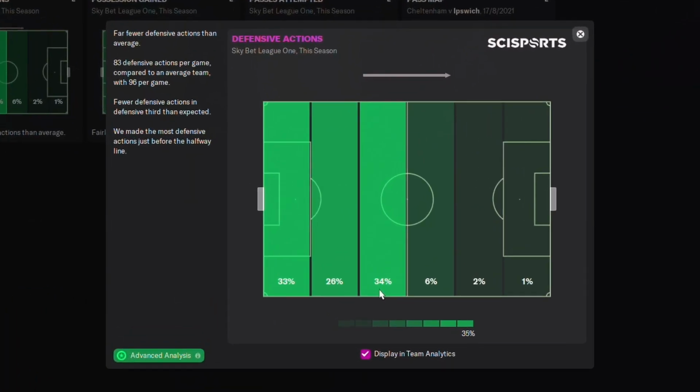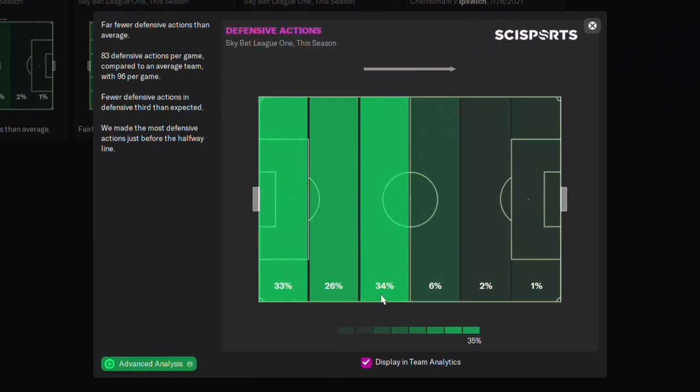The very first piece of information that's going to be critical to understanding your system is understanding whether your defensive line and your line of engagement are doing their job. Here, my defensive line and my line of engagement are doing the job of winning the ball in the defensive third near the halfway line. It tells me that most of my challenges are further away from my penalty area.